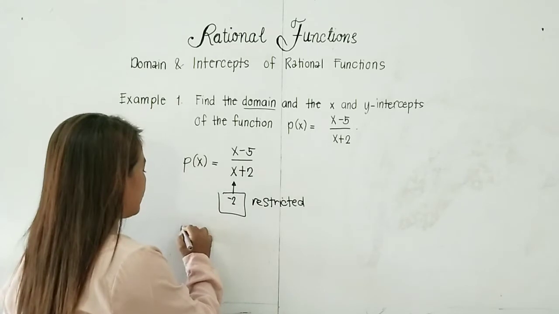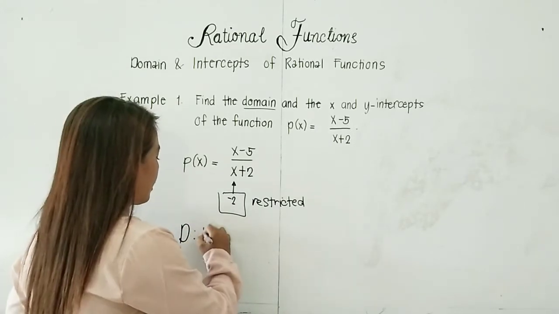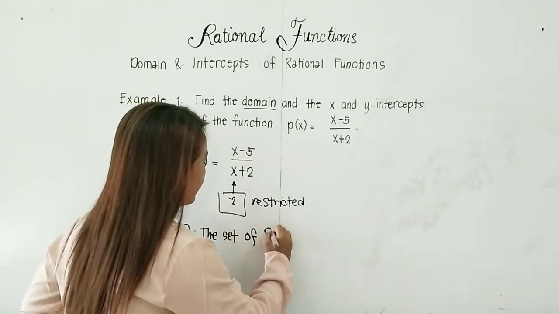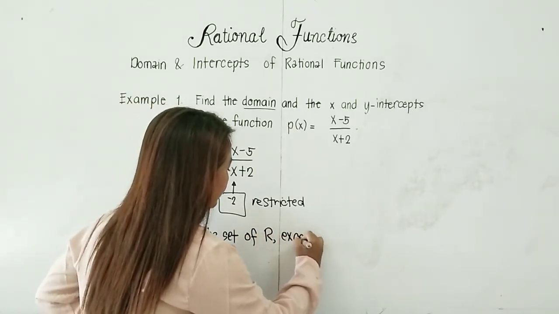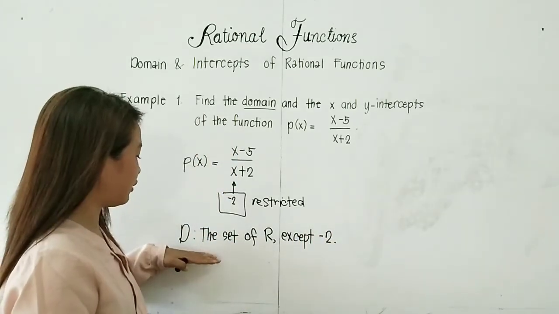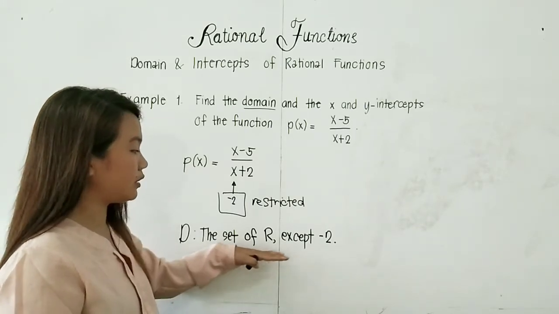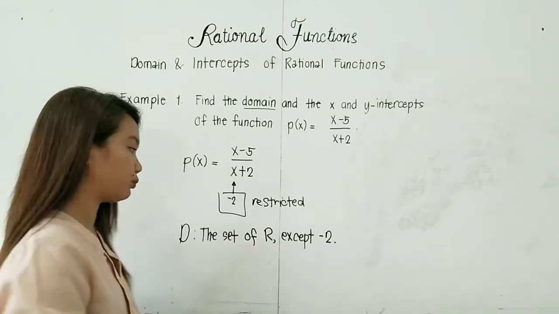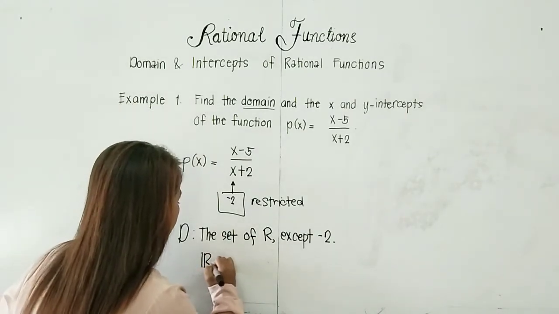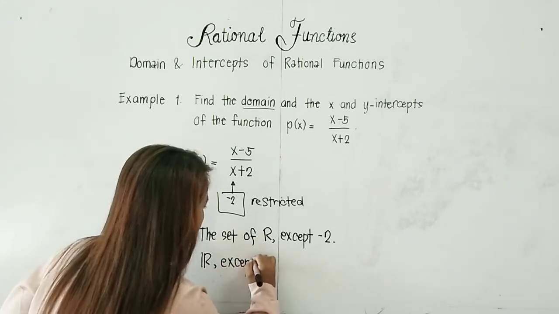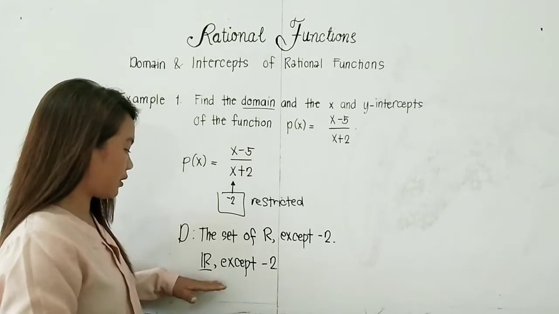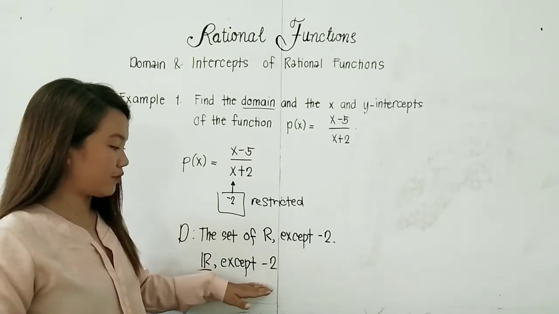So we can write its domain as the set of all real numbers except negative 2. So we have the domain of p of x is the set of all real numbers except negative 2. Or in short, we can just have it as R except negative 2. This symbol is a symbol for real numbers. So this is read as real numbers except negative 2.